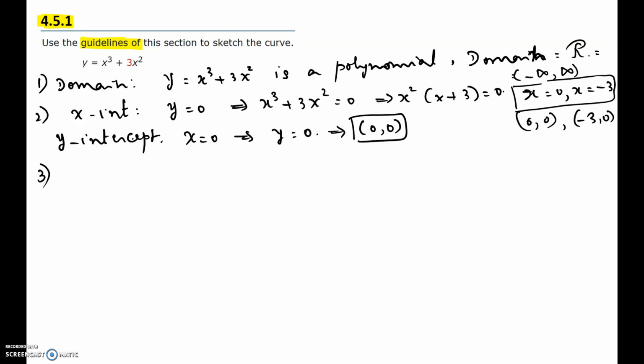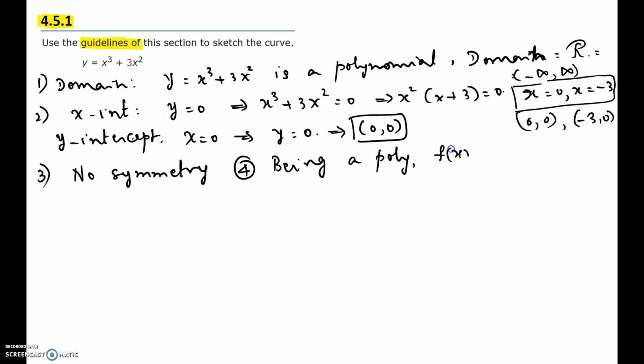So as the expression, the function has a cube and a square. This doesn't have any symmetry involved. There is no symmetry about x-axis or y-axis. And then being a polynomial, there is no asymptote. f of x does not have any asymptote. The graph does not have asymptotes.